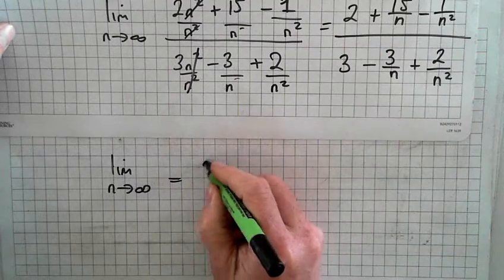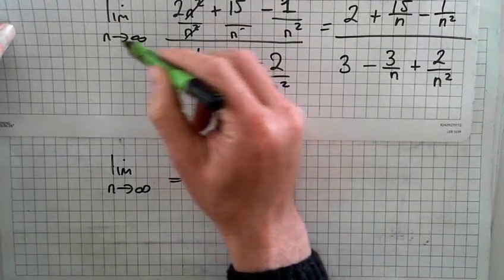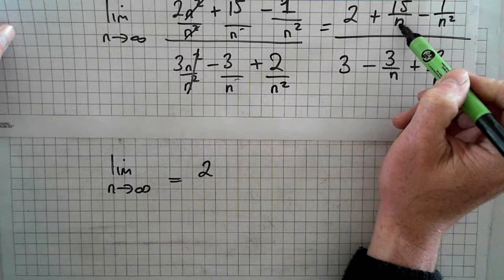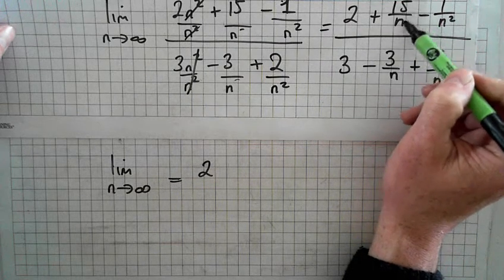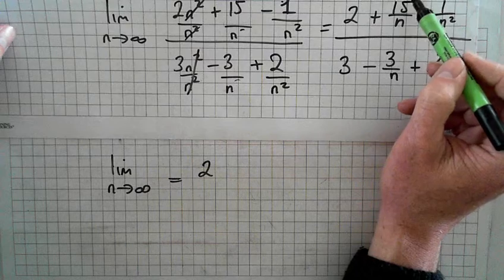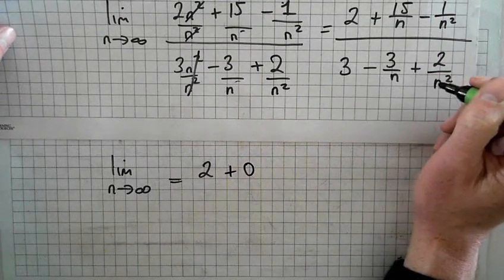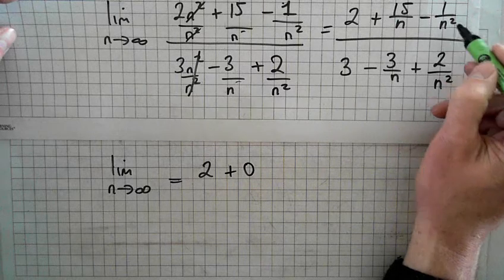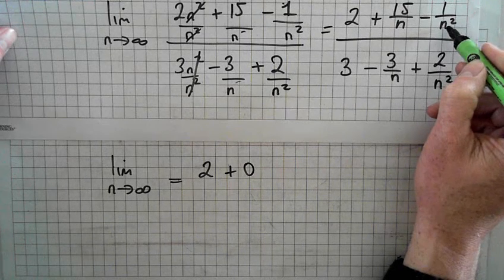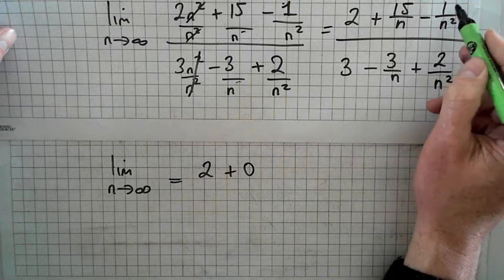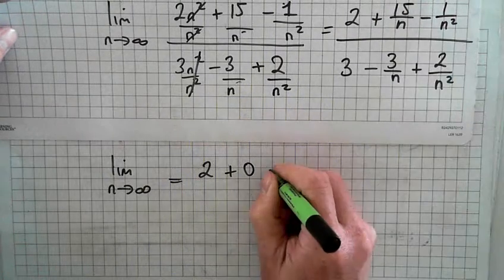So we've got 2, and as n goes to infinity, as this number gets bigger and bigger and bigger, what happens to the overall value? It approaches 0. So it might as well have the value 0. And the same thing happens to here. As this number gets bigger and bigger and bigger, this value, because it's a fraction, approaches 0.